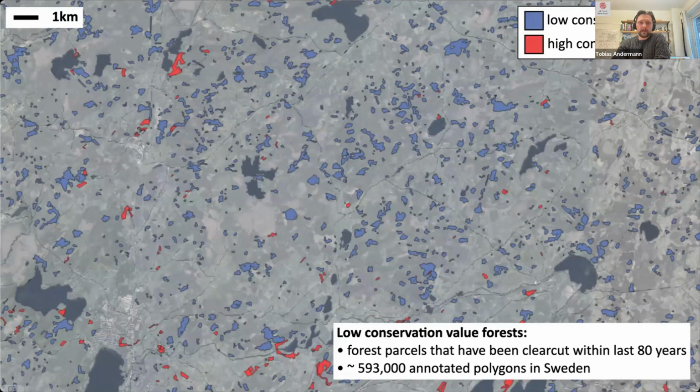So it's a bit arbitrary, but still we at least have a range of different forest ages here in the opposite class in the blue polygons. So we just want the model to basically learn examples of what low conservation value forests look like, and we know at least that nowhere in Sweden are 80 years enough to develop high conservation value. So we can at least know all of these are below our quality threshold.